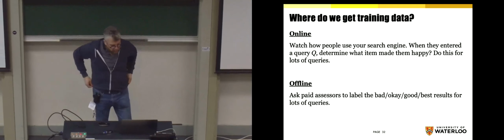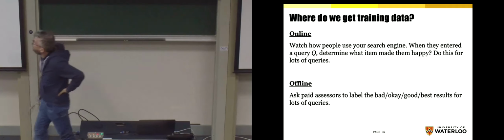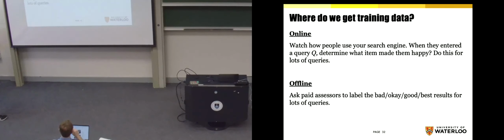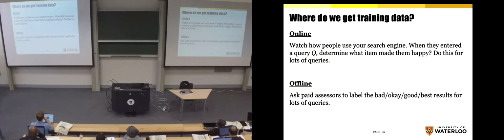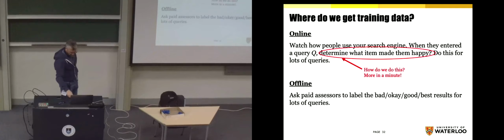Okay, so where do we get this training data? It's from a combination of online and offline sources. One way to get training data for machine learning is to let people use your search engine. And then when they enter some query, Cape Town tours, what made them happy? That's what you want. You label the thing that made them happy, that's the thing they wanted. How do we know what made them happy? I will come back to that.